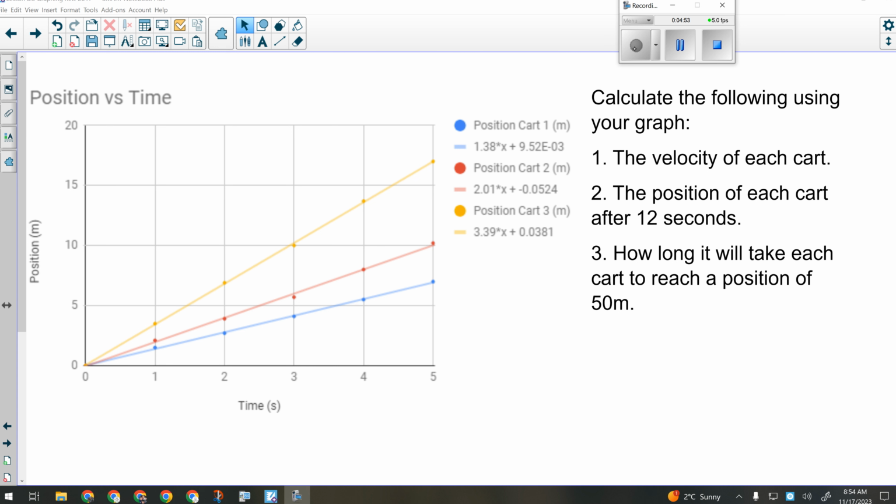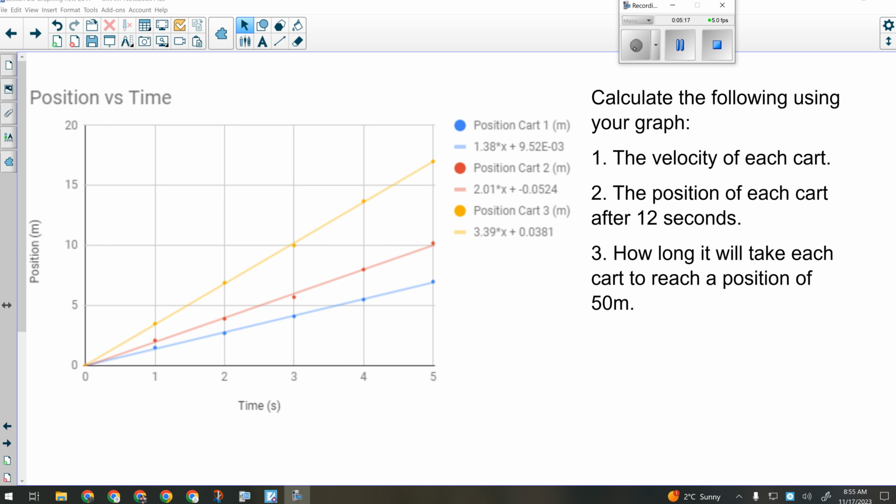Okay, so with these three sets of data, on this position versus time graph, which is what our lab on Monday is going to be about, we are seeing three carts that are traveling at constant velocities. How do I know their velocities are constant?